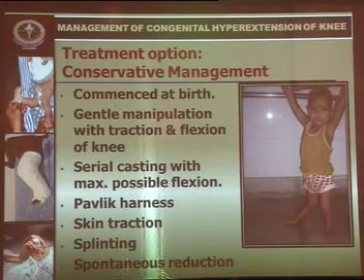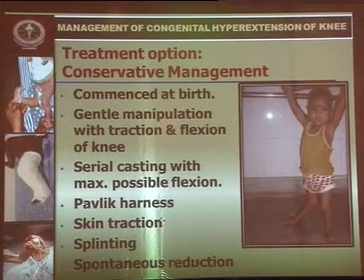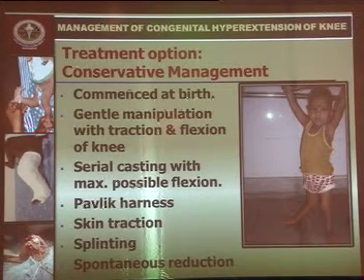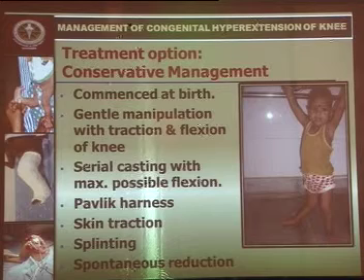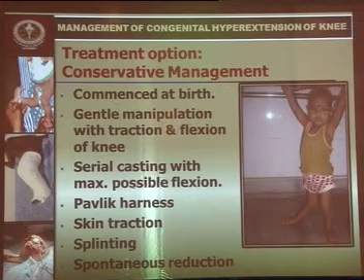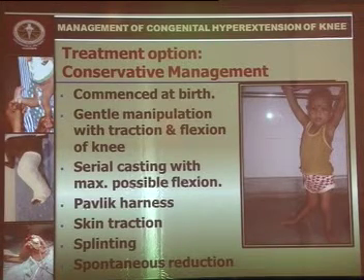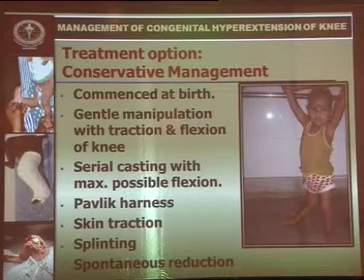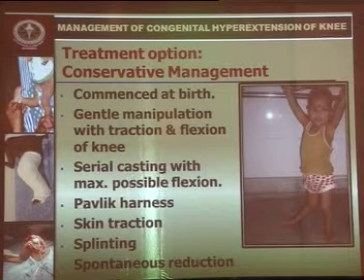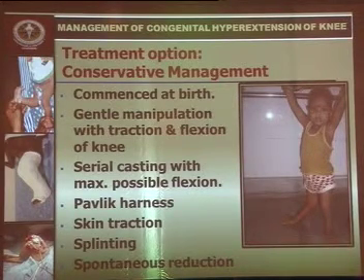Treatment options. There are two types of treatment: conservative and surgical. Conservative treatment commences at birth. Immediately after birth, we start the treatment. If delayed, within a week you have to start the treatment. Gentle manipulation with traction and flexion of the knee. It is not that we will bend the knee. You have to give traction, holding with both hands together, then try movement. That's the point to remember here. You don't bend immediately, as there may be a chance of fracture or physeal injury. So first you give traction, and by giving traction you are stretching the quadriceps. That point we keep in mind. Then serial casting with maximum possible flexion as you get it, followed by Pavlik harness, skin traction, splinting, and spontaneous reduction.